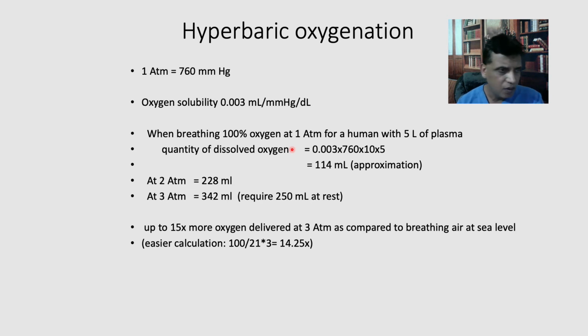At 2 atmospheres it is 228, and at 3 atmospheres it is about 342 mils. So what does that tell us? It implies that theoretically, if one was breathing 100% oxygen at 3 atmospheres, a sufficient quantity of oxygen dissolved in plasma could be delivered to the tissues at rest to meet the bodily needs without the need for hemoglobin, i.e. you can exist without blood.